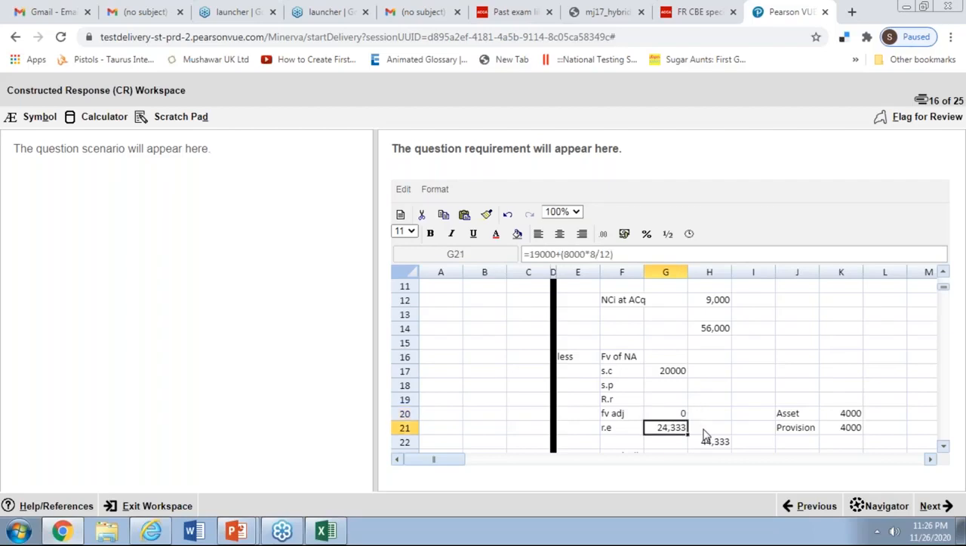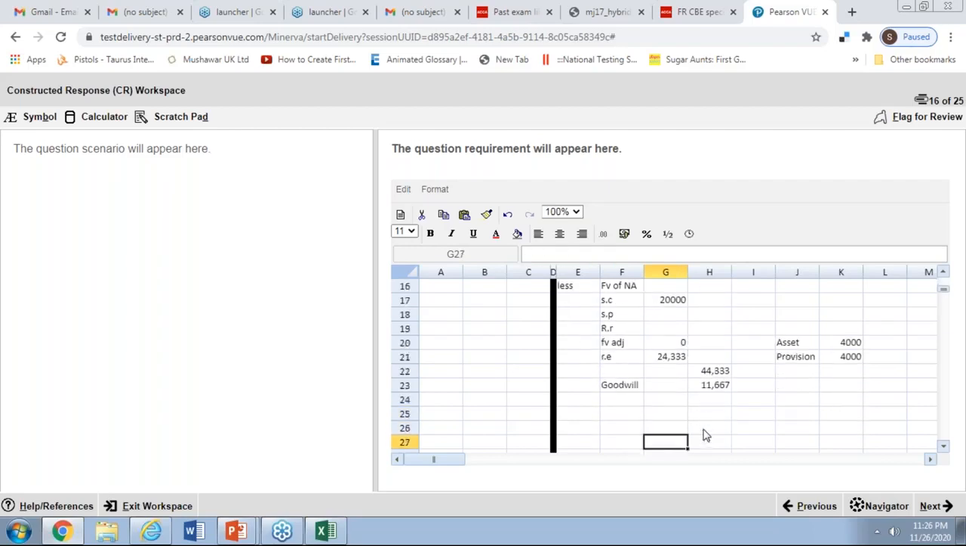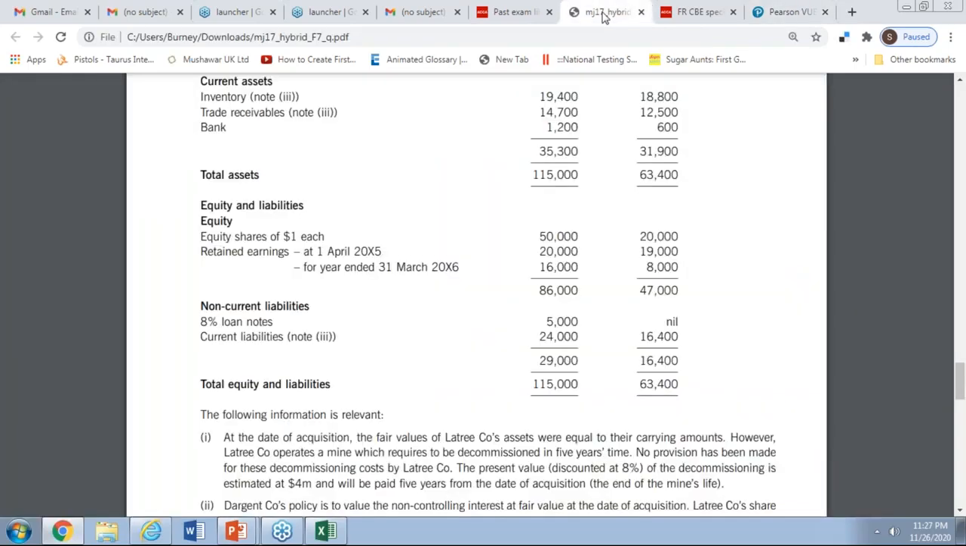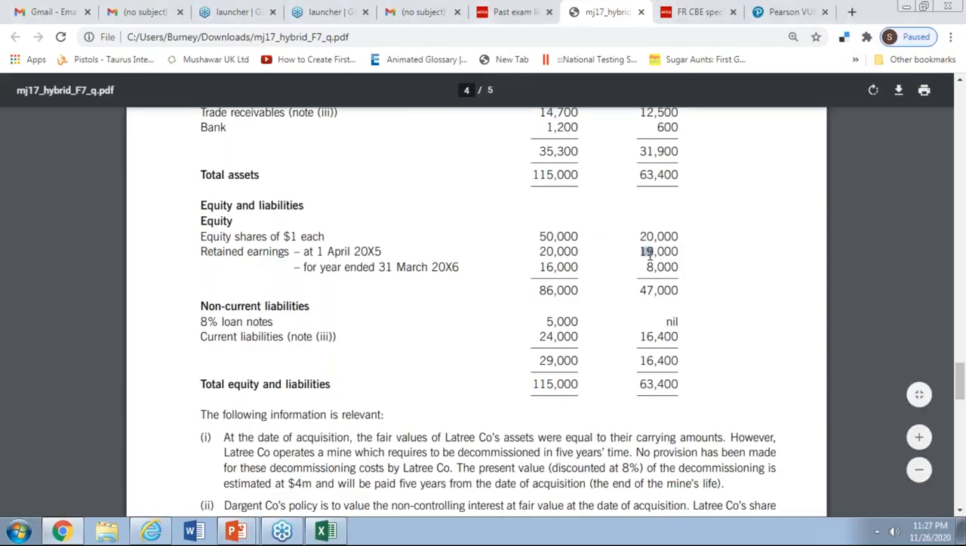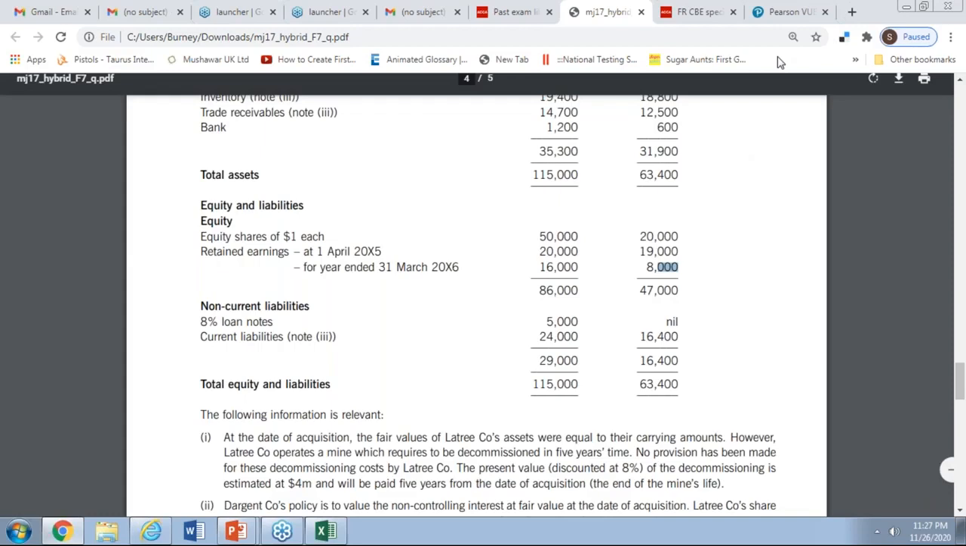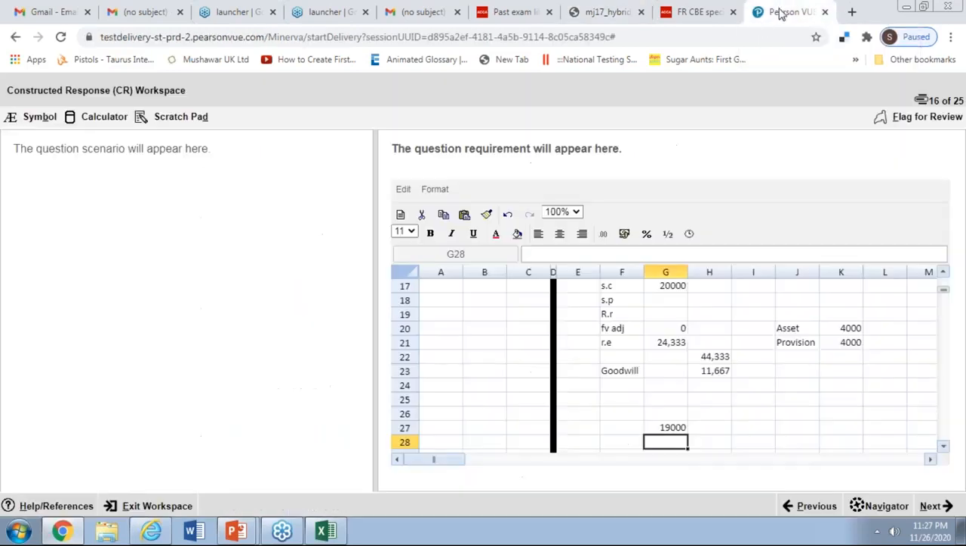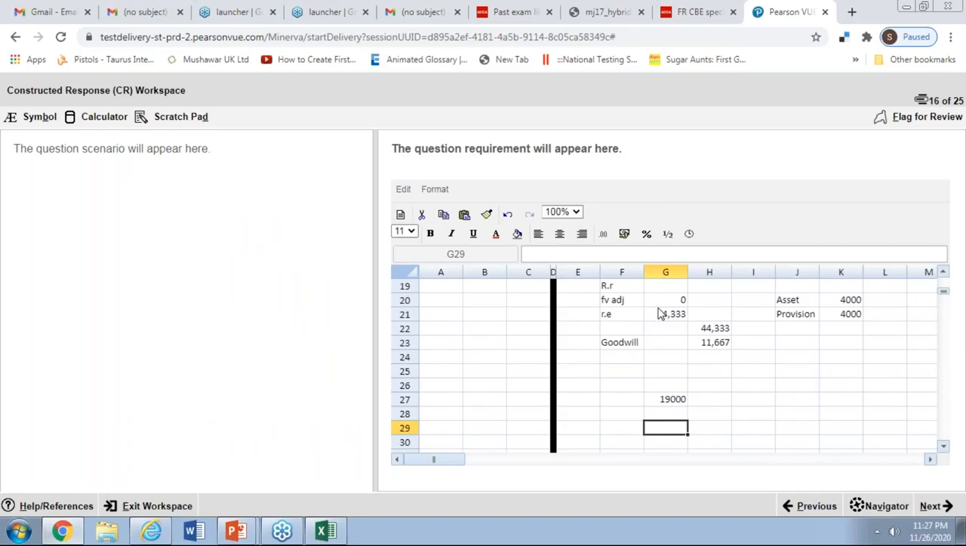Retained earnings. You can see in the question that the opening retained earnings is having a value of 19,000, and the closing retained earnings, sorry, the profit for the year is 8,000. So opening retained earnings is 19,000, and the profit for the year is 8,000 actually.